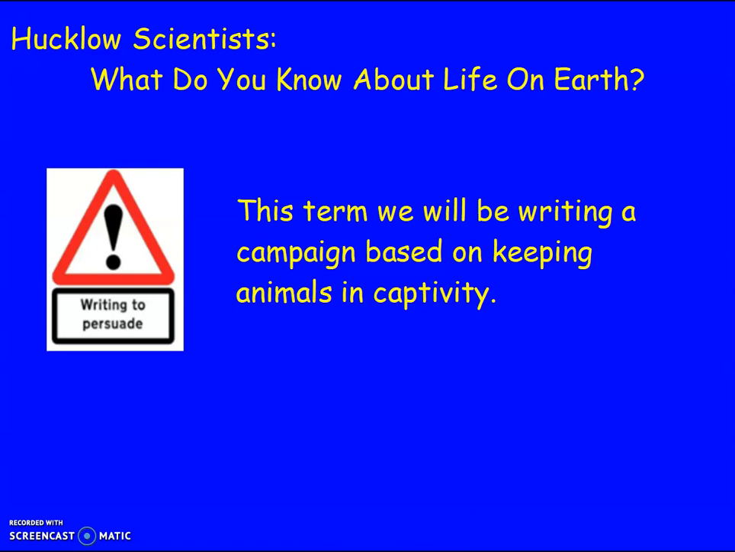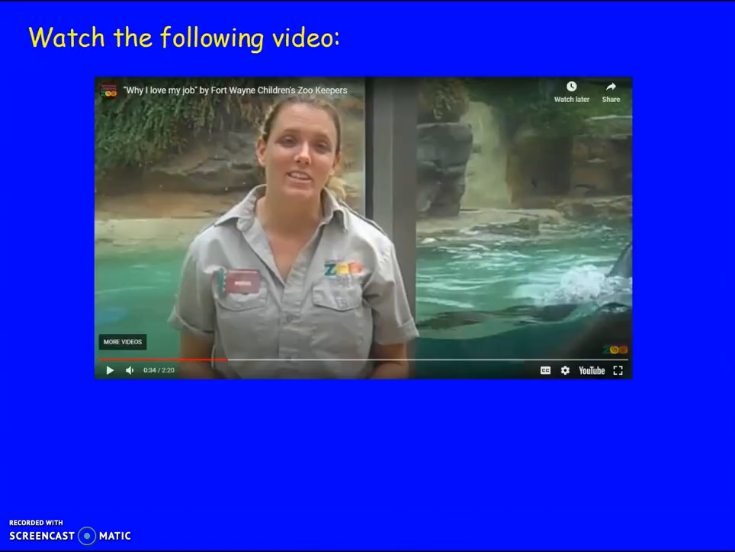So this half term, our topic is Hucklow Scientists. What do you know about life on Earth? And this term in Year 4, we're going to be writing a campaign based on keeping animals in captivity. Okay, so last week with Miss Atkin, you had a look at the pros and cons, so the positives and negatives of animals being kept in captivity or left in the wild, in their natural habitats.